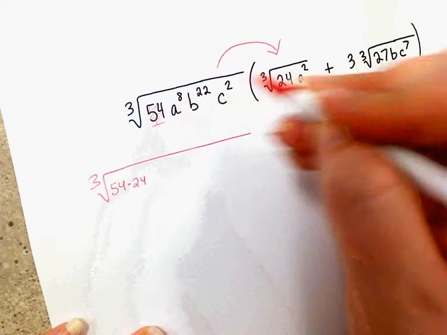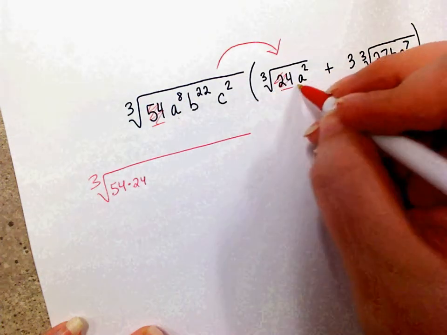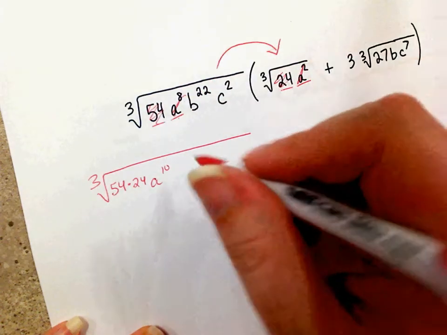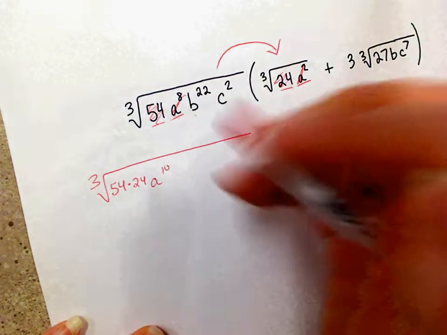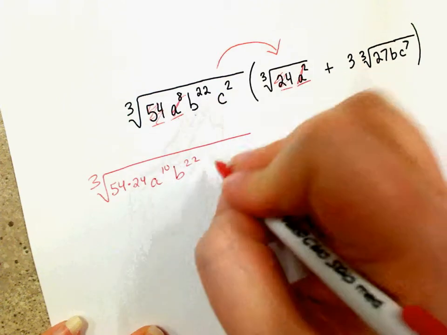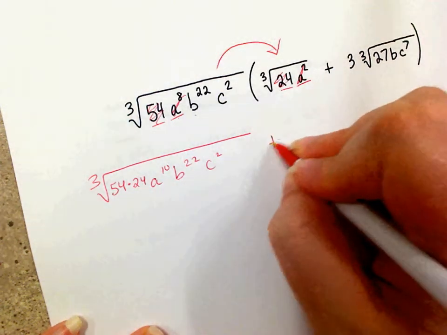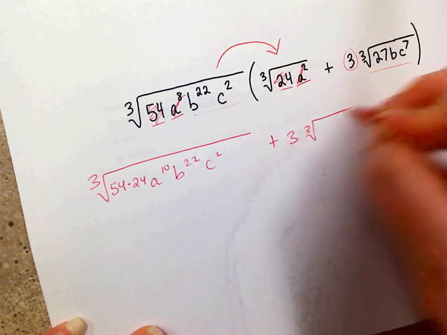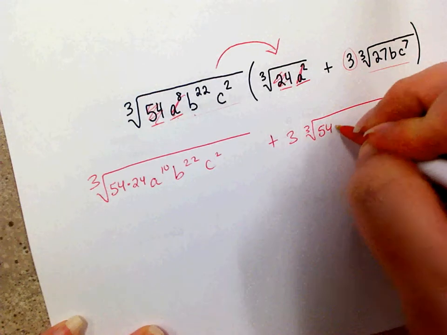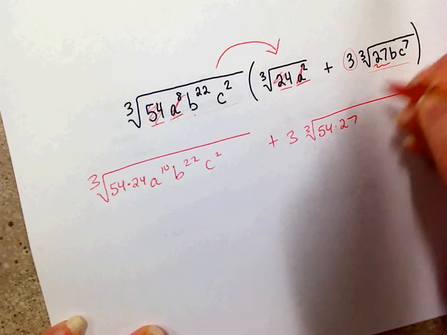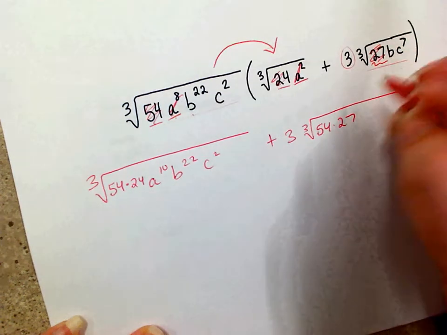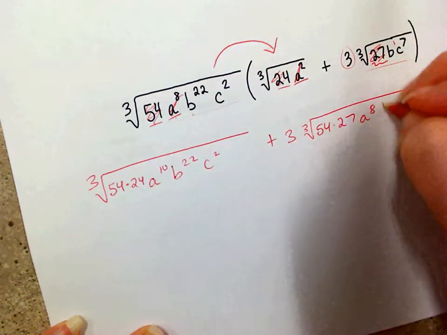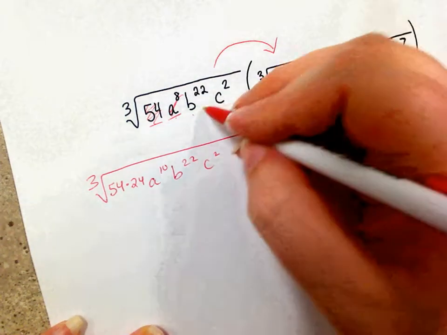A to the 8th times a squared is a to the 10th. B to the 22nd, there's no b. And then c squared. Plus 3 times this times that. So I've got 3 times the cubed root of 54 times 27. A to the 8th, no a, so a to the 8th. B to the 1st, b to the 22nd, so b to the 23rd. C to the 2nd, c to the 7th, so c to the 9th.